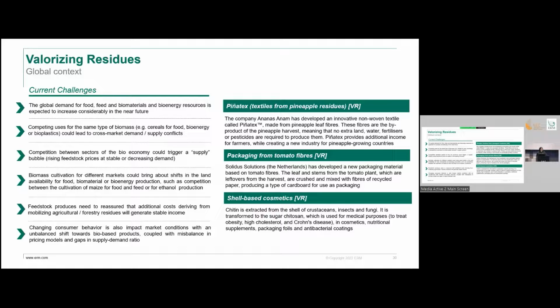practices. If you look at some examples, very interesting examples around how residues have been used across the world. For example, Pinatex is a textile that is created from pineapple residues. Tomato fibers are being used for packaging. Shell-based residues are used in chitin production for cosmetics. So these are just some examples that in the next wave can also be utilized for Thailand in terms of leveraging that unused bio-based residues that is sitting untapped.